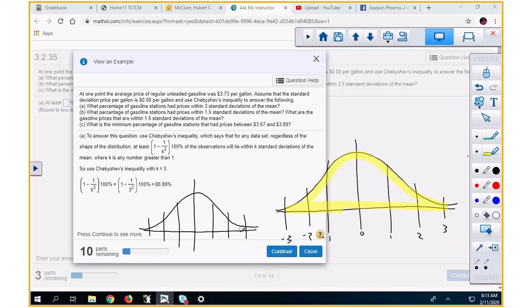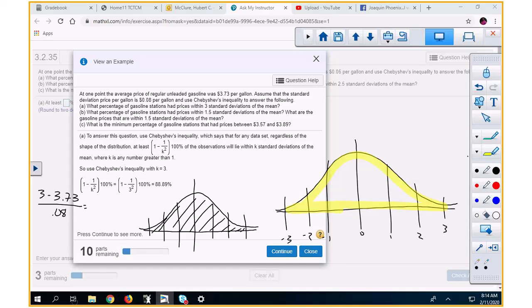So in this area with a z-score, you would do, let's see, 3 minus the average, 3 minus 3.73 over 0.08. Somebody do that for me. 3 minus 3.73 divided by 0.08. Somebody tell me what you get. -9.125. Yeah. That's going to be way out.